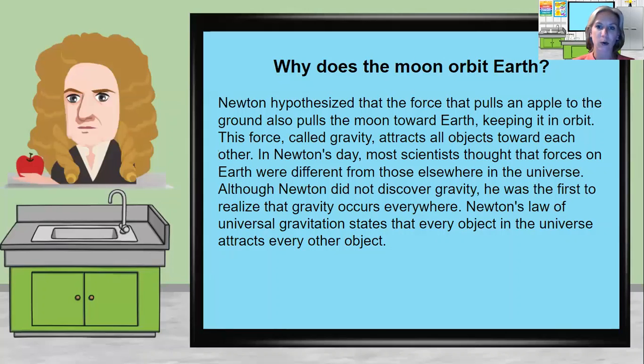Why does the moon orbit the Earth? Newton hypothesized that the force that pulls an apple to the ground also pulls the moon toward Earth, keeping it in orbit. This force, called gravity, attracts all objects towards each other. In Newton's day, most scientists thought the forces on Earth were different from those elsewhere in the universe. Although Newton did not discover gravity, he was the first to realize that gravity occurs everywhere. Newton's law of universal gravitation states that every object in the universe is attracted to every other object.